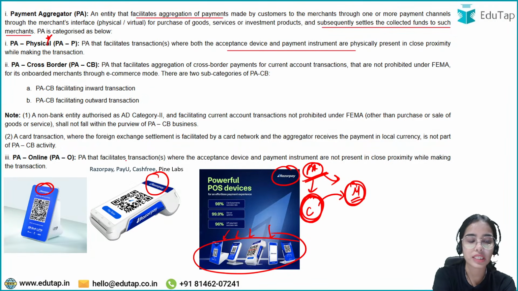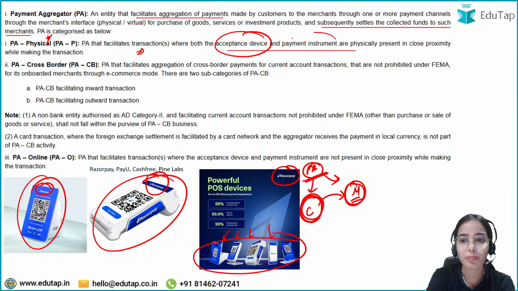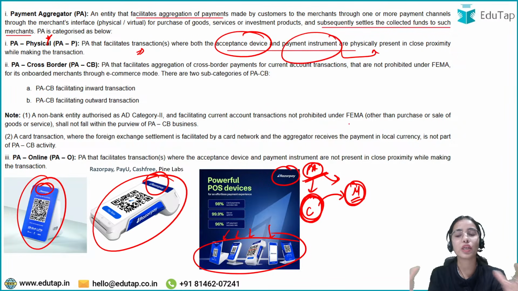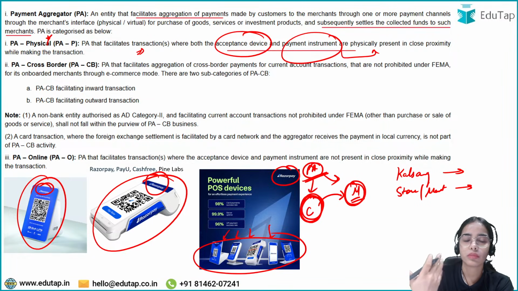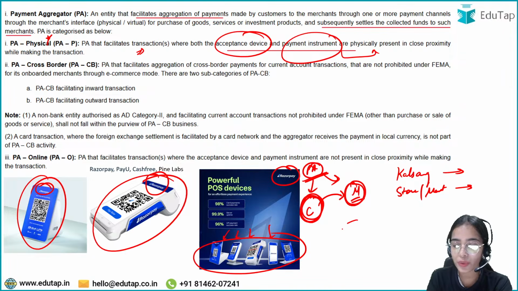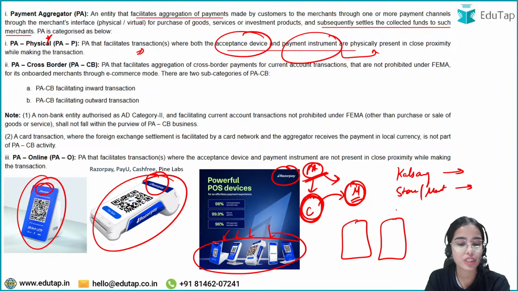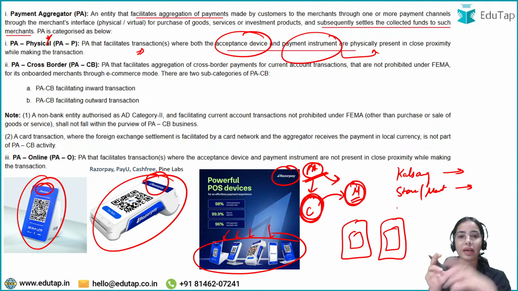So payment aggregator physical basically facilitates the transactions where both the acceptance device, like the QR code and the POS machines, and the payment instrument are physically present in close proximity. Let's say you are going to a restaurant to eat, or you are going to a store or a mart, let's say D-Mart, to buy something. There you can see the QR code of Razorpay or PayU and such, or you can see the POS machines of Pine Labs, Razorpay or PayU and such. So you are paying through that QR code, or through that POS machine by swiping your card or by scanning the QR code.